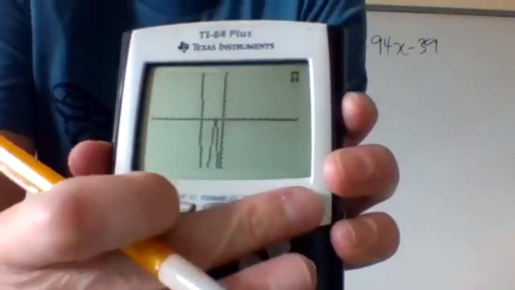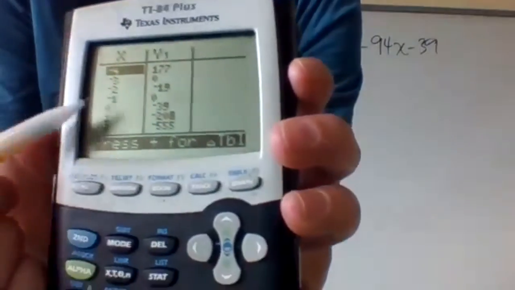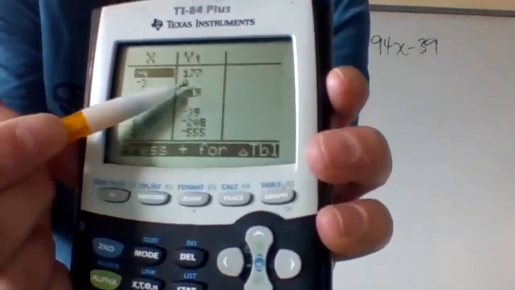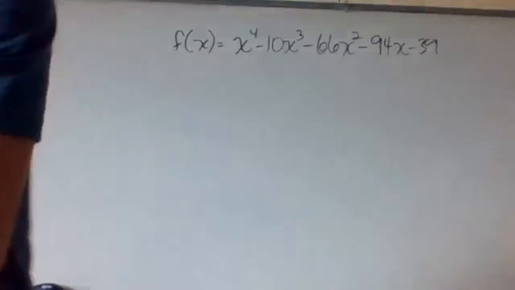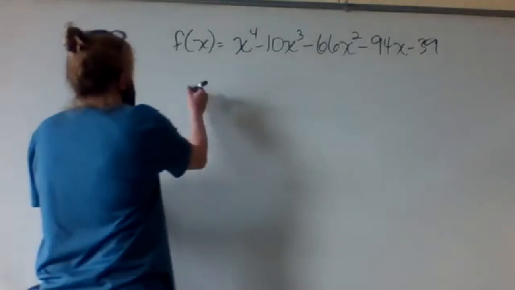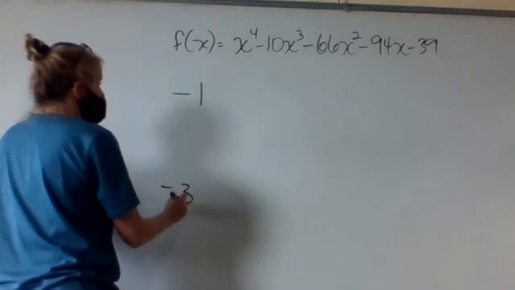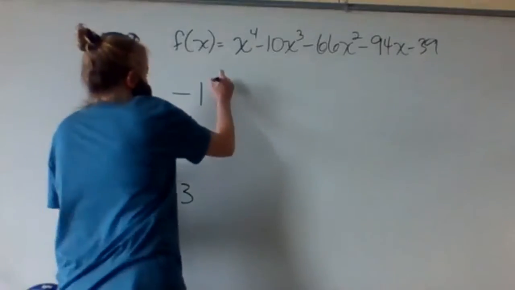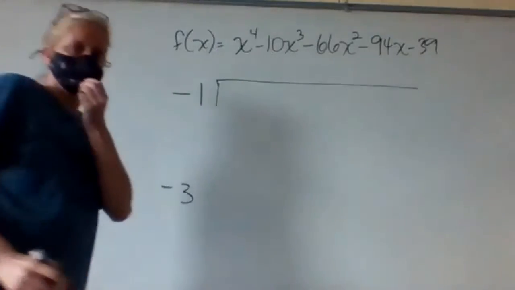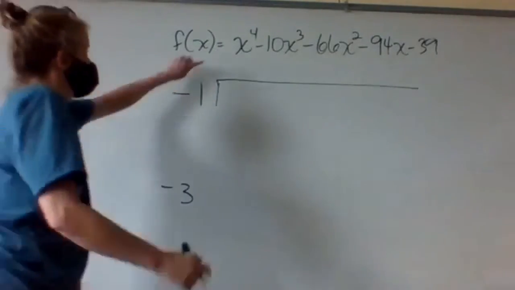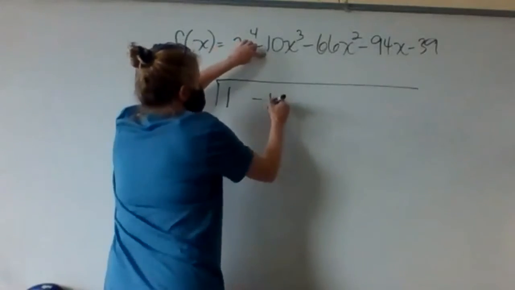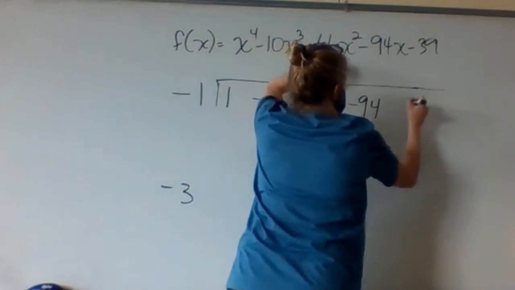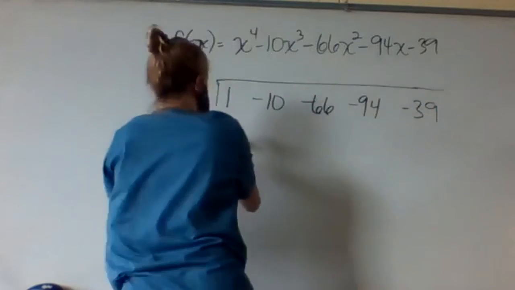Now hit second graph and see if there's -1. Yeah, its y is 0. -3, yes, its y is also 0. So I'm going to use -1 and -3. I know those are both zeros. Watch what happens. Use synthetic division. I'm going to have to rush through this as fast as I can. 1, -10, -66, -94, -39.